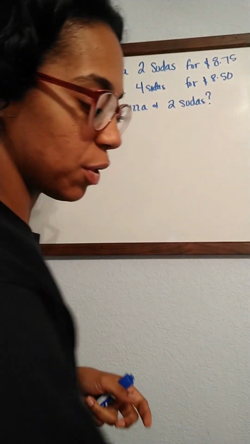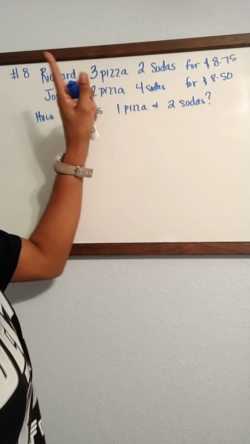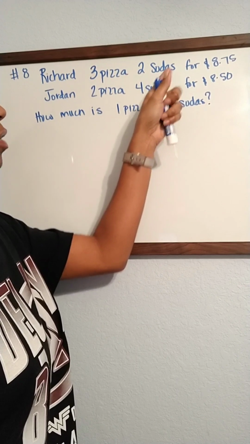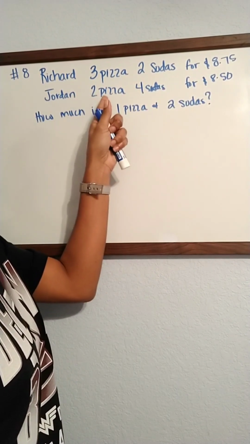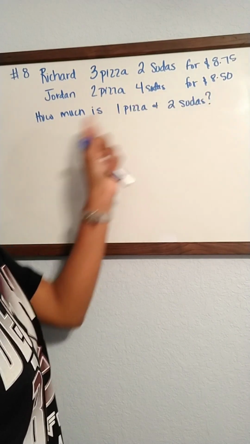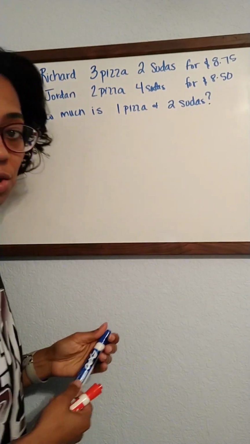All right, so this is number 8 on the Accuplacer. Richard bought 3 pizzas and 2 sodas for $8.75. Jordan has 2 pizzas and 4 sodas for $8.50. How much is 1 pizza and 2 sodas?